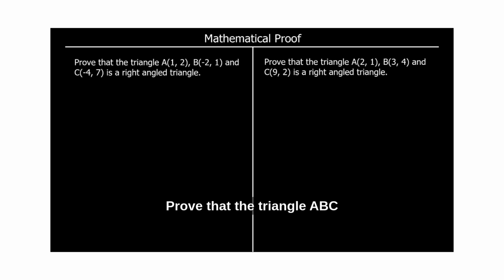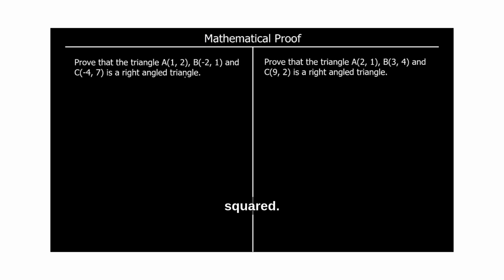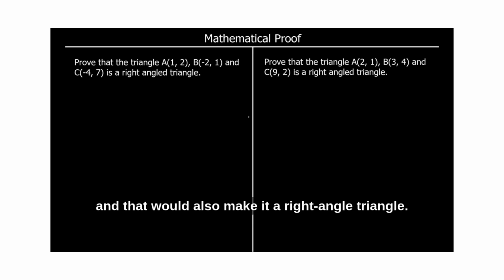Prove that the triangle ABC with A at 1, 2, B at negative 2, 1, and C at negative 4, 7 is a right angle triangle. So there's two ways of doing this one, really. We could show that Pythagoras works for this triangle, so show that a squared plus b squared equals c squared. Or we could show that two of the lines are perpendicular. So find their gradients, show that two are perpendicular, and that would also make it a right angle triangle. So either one of those methods.